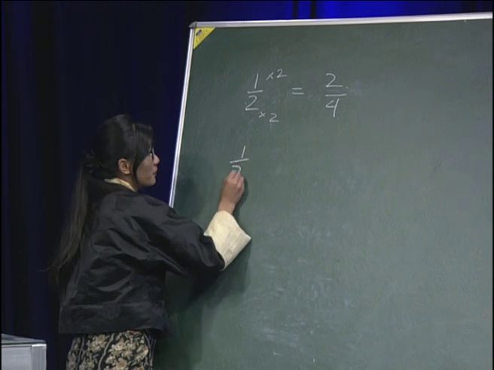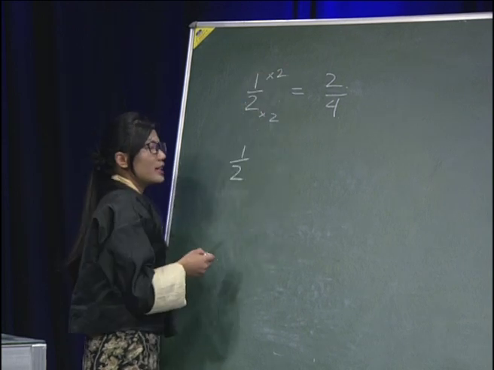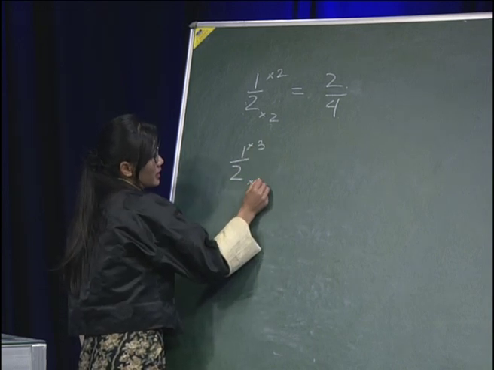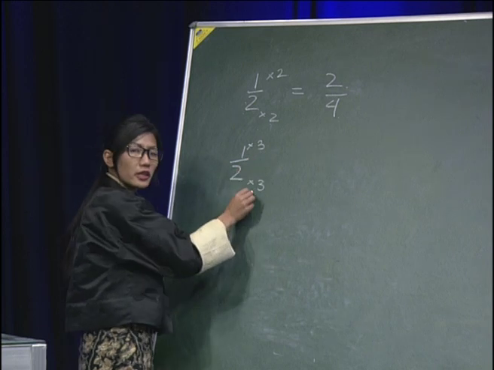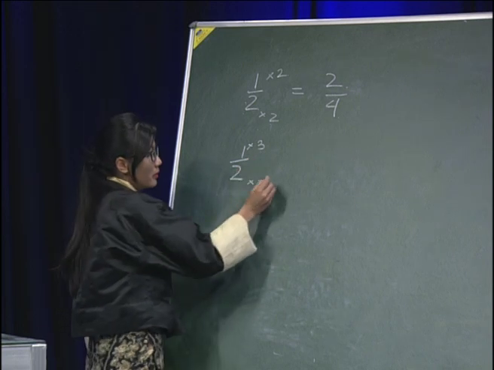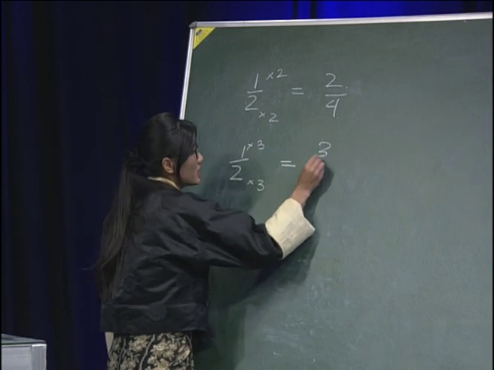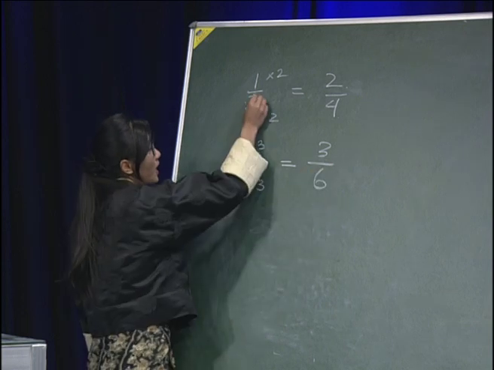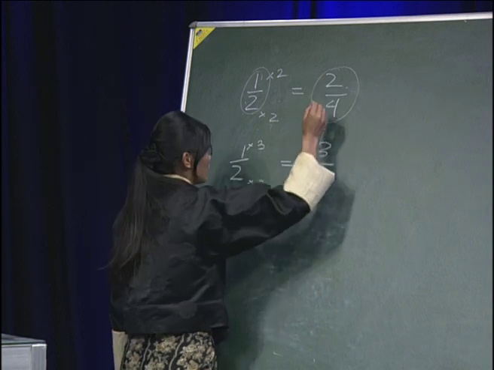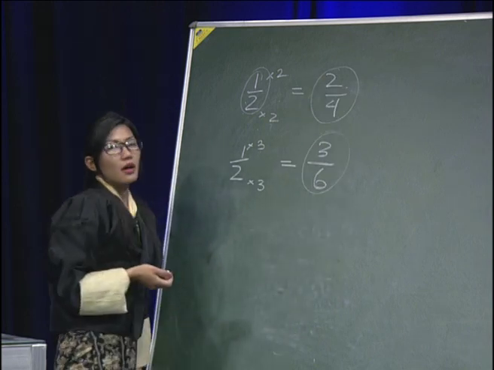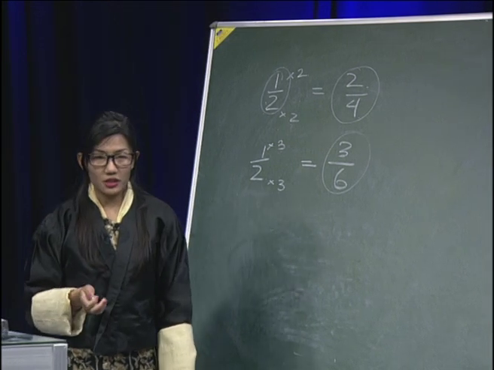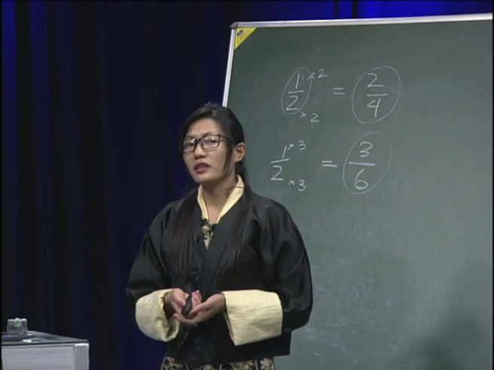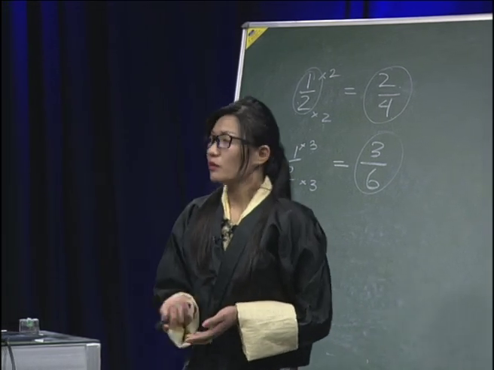Let's try one more time. This time with a different number. Let's multiply it with 3. 1 times 3, 2 times 3. We multiply both the numerator and the denominator by the same number. 1 times 3 is 3. 2 times 3 is 6. We get 3/6. Now, half, 2/4, and 3/6. They are all equivalent fractions. Their value does not change. Have you understood the lesson on equivalent fractions? If you have, let's move on.